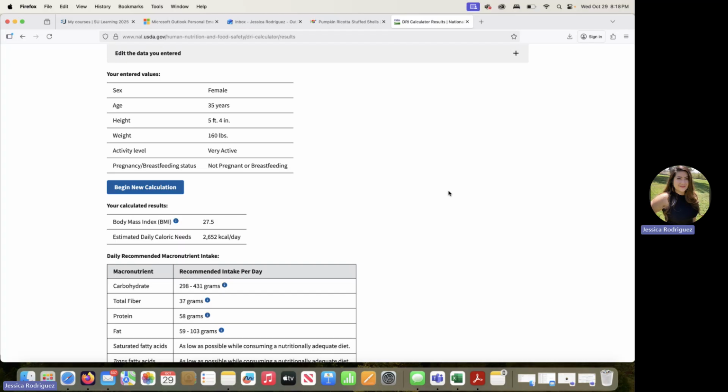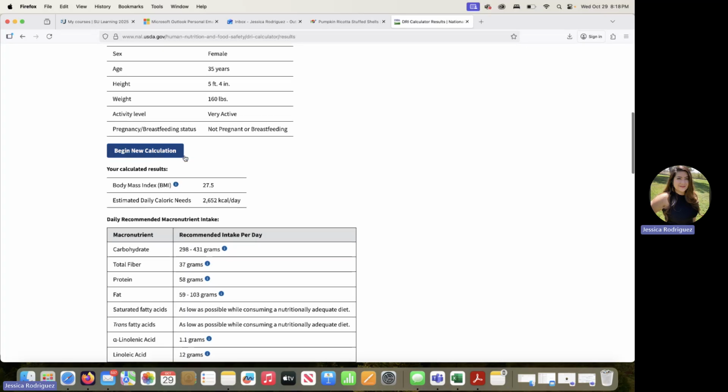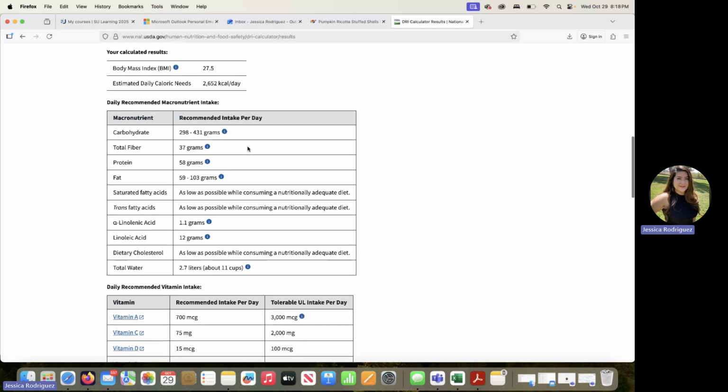Check it out, so that you can go ahead and input your data, or you can use this on some of your siblings or your family members, and then you can go ahead and have them generate this information for you, okay? You can always click the begin new calculation if you like. But when you scroll down, basically, it's going to give me my BMI index. Okay, so here I am at a 27.5.